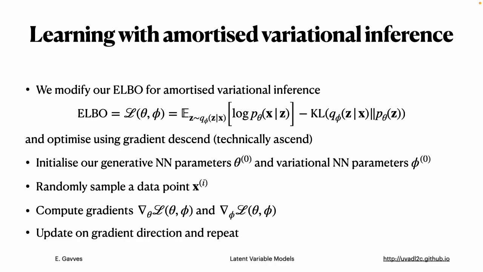So, in the case of amortized variational inference for the ELBO, we simply replace our standard approximate distribution, the variational approximation, with the amortized one, and then we use gradient descent now not on the variational parameters directly, but on the parameters of the neural network. We initialize our neural network generative parameters and the variational parameters. We randomly sample a data point, we compute the gradients for our two neural networks, and we do gradient descent. We don't have anymore the loop of first finding the optimal phi, and then the generative model.